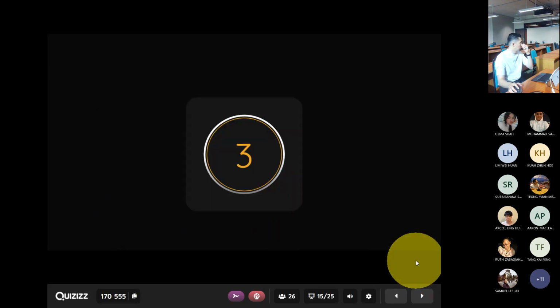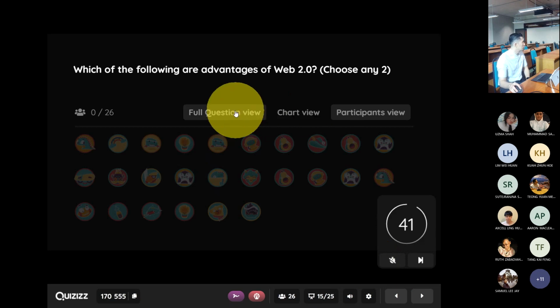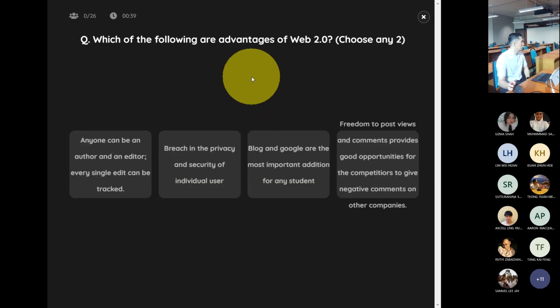Next one. Which of the following are advantages of Web 2.0? Choose any 2. Choose any 2. This will take you a bit to at least read through.